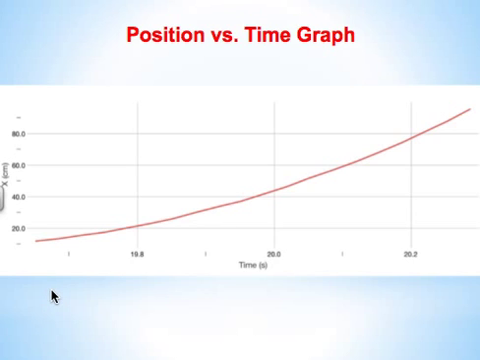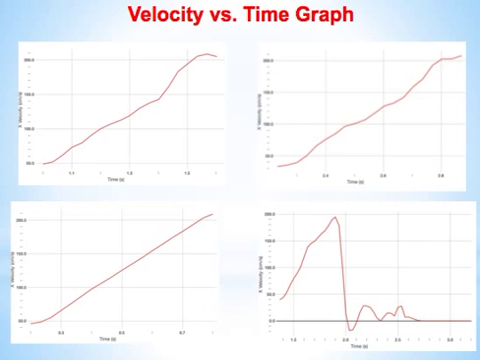I also know that it speeds up. The way I know this is if you trace that line, it's getting steeper and steeper. Sometimes it's more gradual, sometimes it's steeper or sharper, but that tells me that the car was speeding up the whole time. And then we got to the velocity versus time graphs.